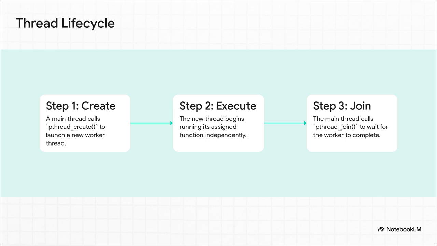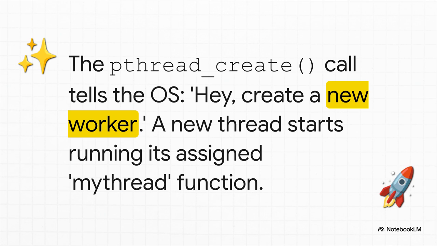It's pretty simple. First, the main program thread creates a new worker thread. Second, that new thread goes off and starts executing its assigned task, all on its own. And third, the main thread waits for that worker to finish its job before it continues. So, create, execute, join. It all starts with this command, pthread_create. This one line of code is the instruction to the operating system that basically says, hey, I need a new worker. Go ahead and create a new thread and have it start running this function called myThread. It's literally the moment our new waiter gets hired and handed their first task.